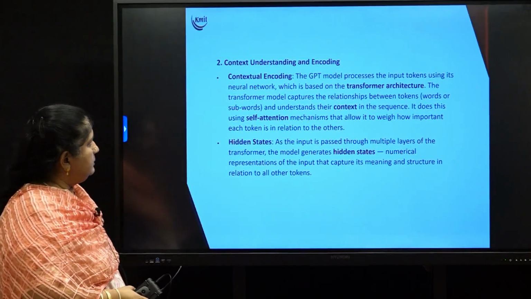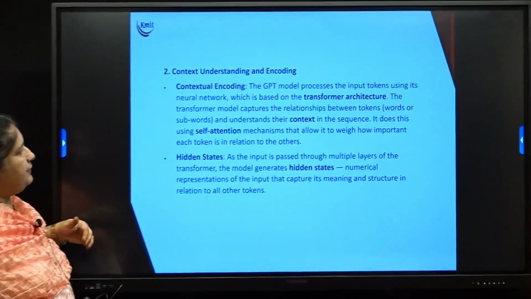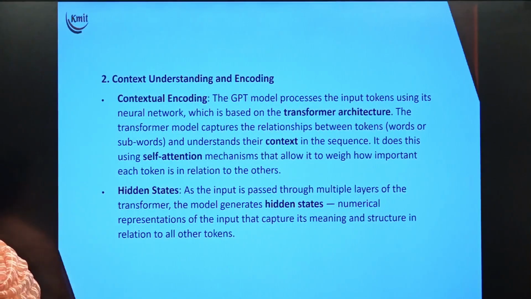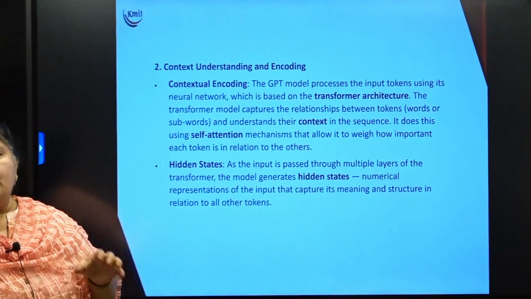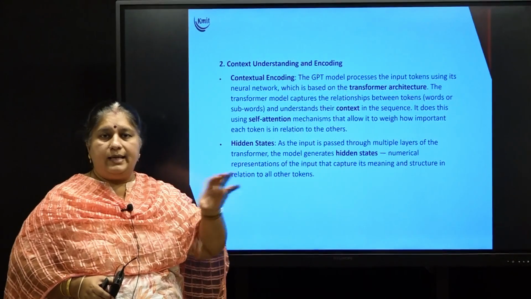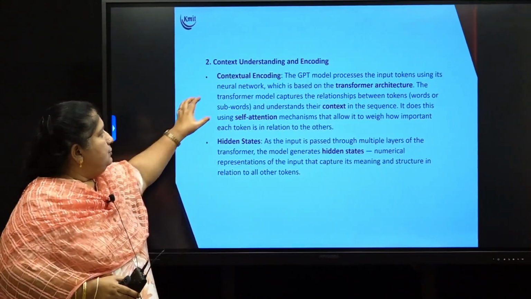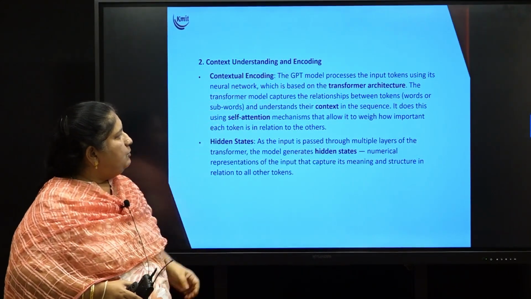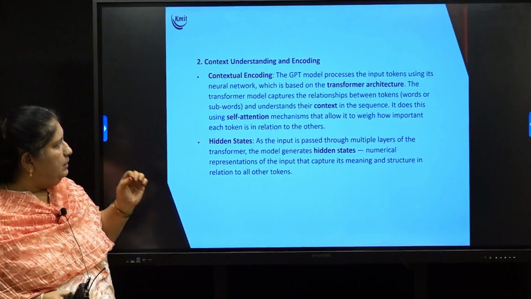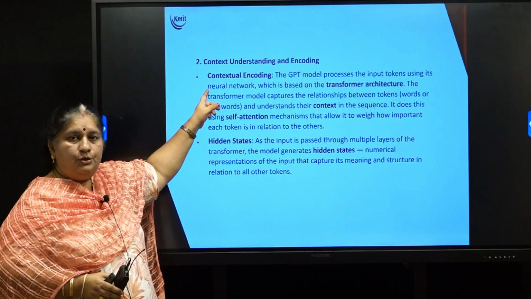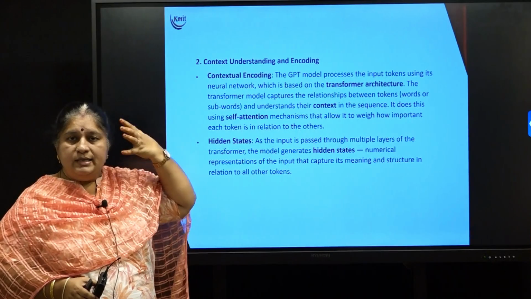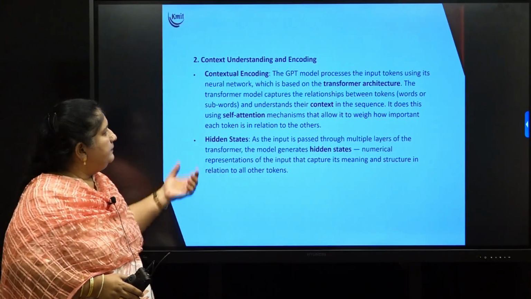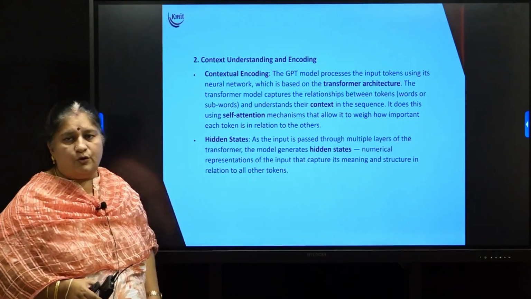After that, what is the second step in the process of text generation? Context understanding and encoding. First of all, I should understand in which context you are asking for a particular text generation. So contextual encoding is the first process in this. The GPT model processes the input tokens using its neural network. Because it has to understand the context, it has to have neural networks, which are based on the transformer architecture.